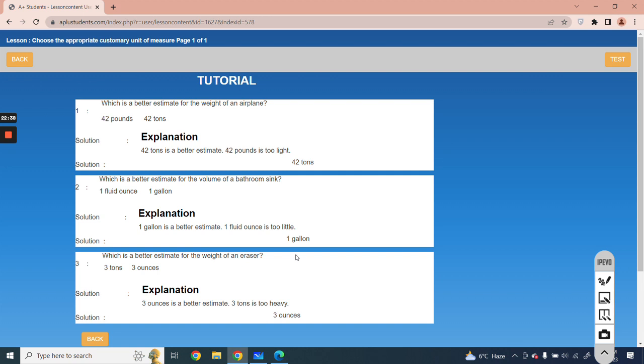Which is the better estimate for the weight of a razor? Which is the correct option, 3 tons or 3 ounces? Yes, a razor is very small, so it would be 3 ounces. Got it? 3 tons is too heavy. Got it? Let's just start with the test question.